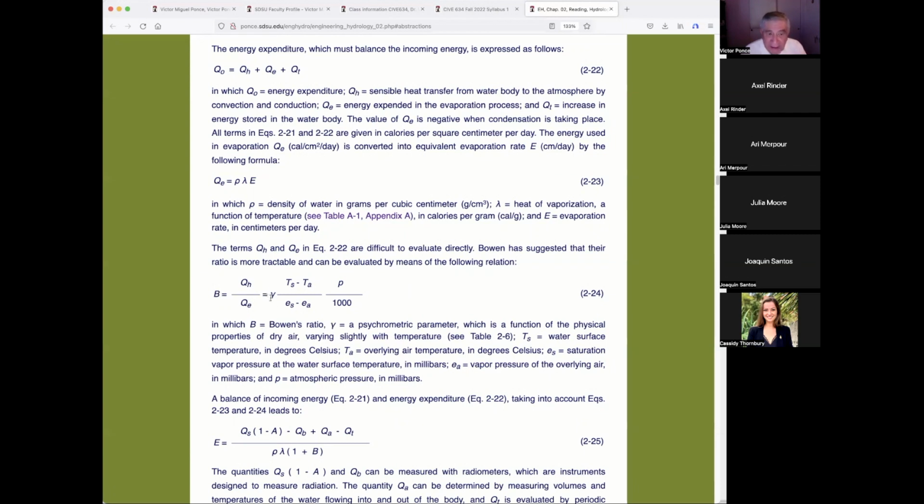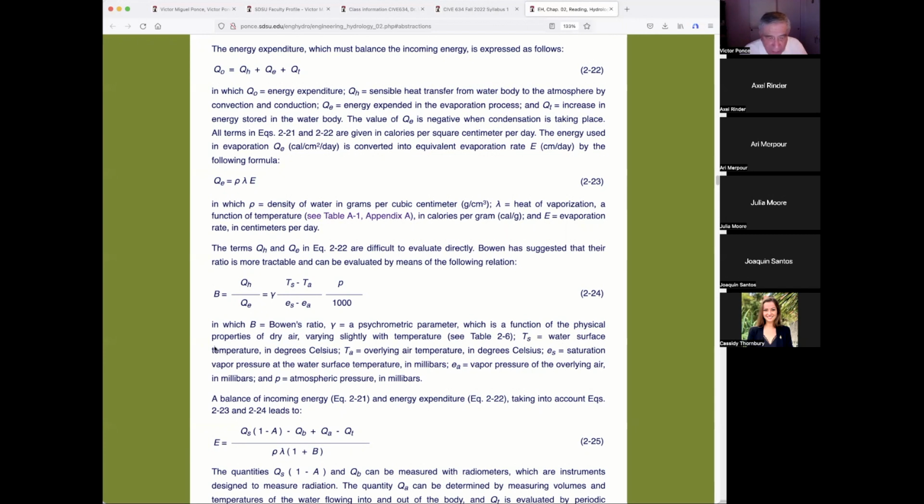The gamma is a psychrometric constant that was developed by Bowen, or he had a lot to do with it. I'm not exactly sure whether he actually developed the parameter, but he put it into his formula. He must have had a lot to do with it. I'm not quite sure of the history of the development, but I know that this is the formula that is regarded as Bowen's ratio. The gamma is a function of the physical properties of dry air, varying slightly with temperature.